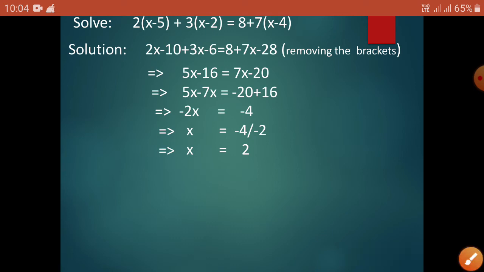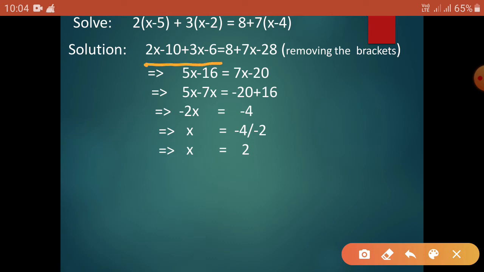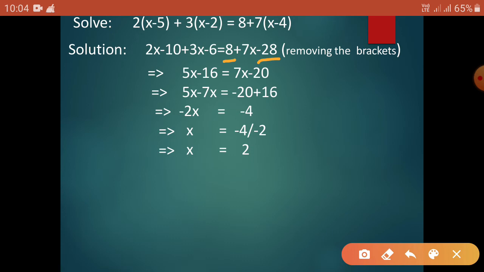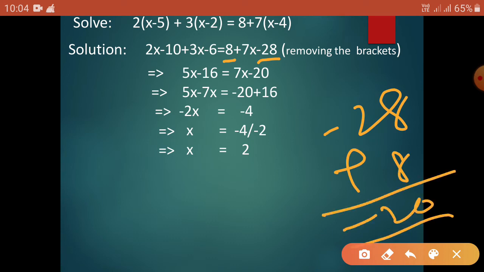So here we are doing one thing, that is, at first we are combining terms. So here it is 2x plus 3x, that is 5x, and minus 10 plus minus 6 gives us minus 16 here. Okay, and on the right side it is 8 and it is minus 28. So 8 minus 28 gives us minus 20. So on the right side it is 7x minus 20.